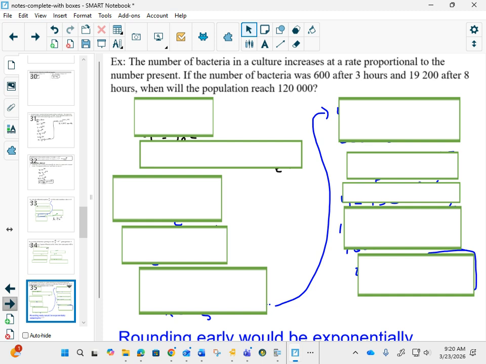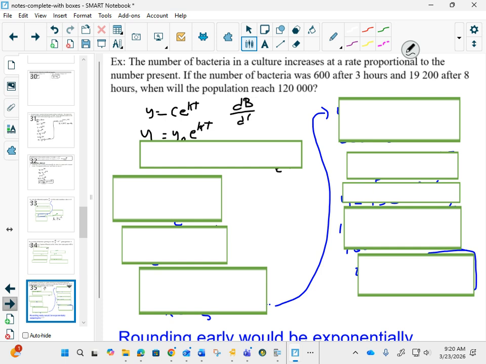Okay, so the number of bacteria in a culture increases at a rate proportional to the number present. That tells us we can go directly to this, because if I use dB dt, we know this is the situation. We can go directly to this exponential form.